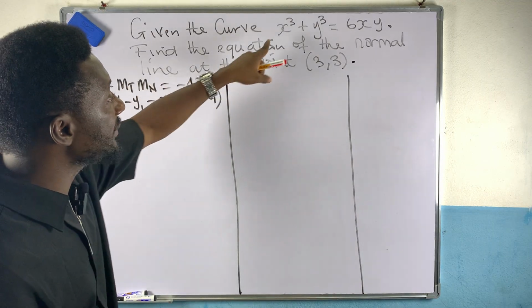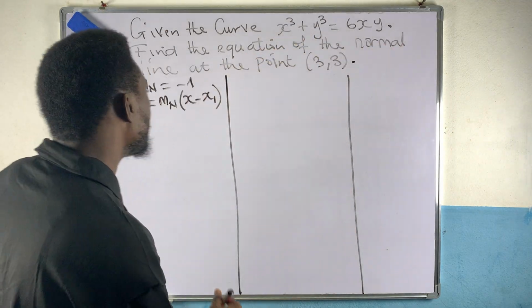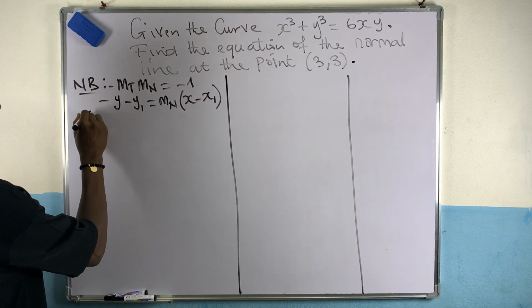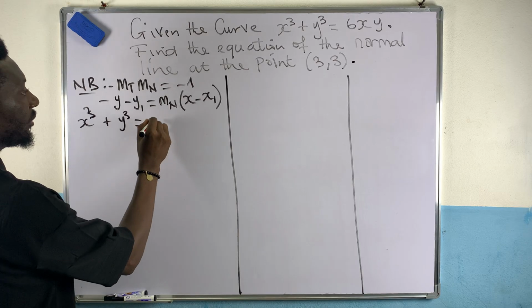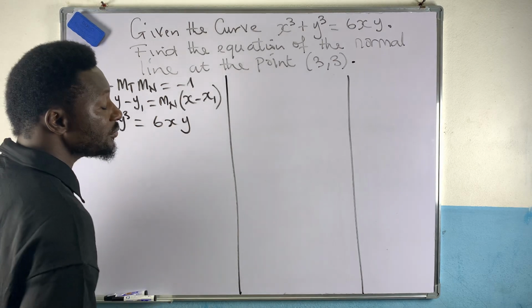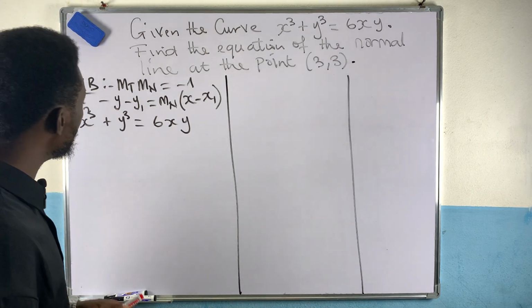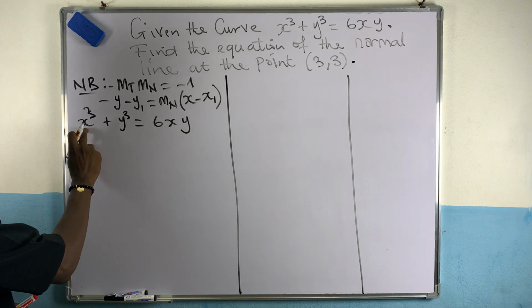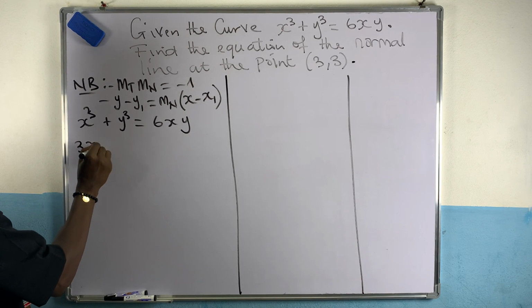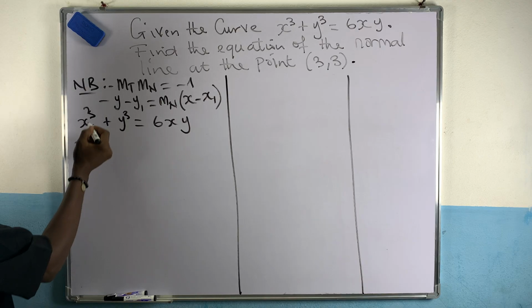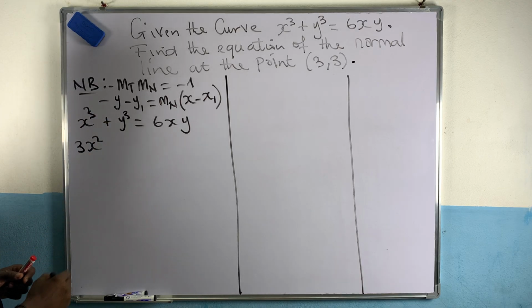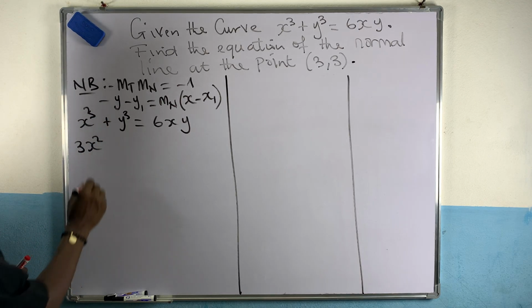We can obtain it by differentiating this curve. So the curve is given as x cubed plus y cubed equal to 6xy. So we are going to differentiate implicitly. The differential of x cubed is 3x squared. You know that in differentiation, the power multiplies in front and you subtract 1 from the power. So that's why 3x squared.